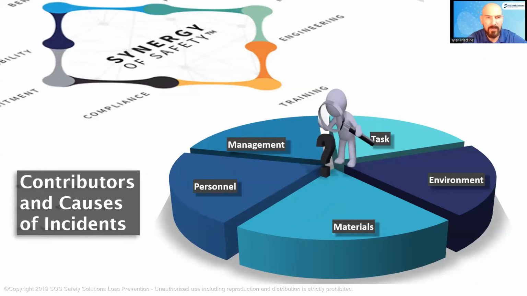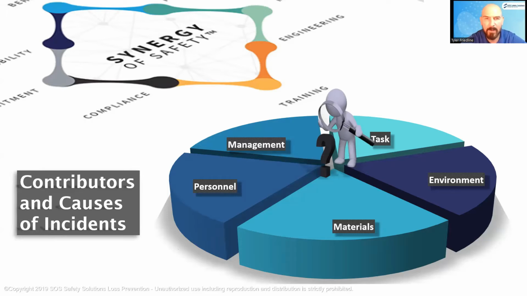So let's look at different contributors and causes of incidents, right? So this is the way we have it broken up, and you'll see this is also broken up for a root cause scenario in the last section. So we have the management system, such as your safety culture, your policies and procedures there. We have the task that the employee was performing. We have the environment. Did the environment contribute to the incident? We have materials. We're going to put equipment in with the materials category as we go through this training.